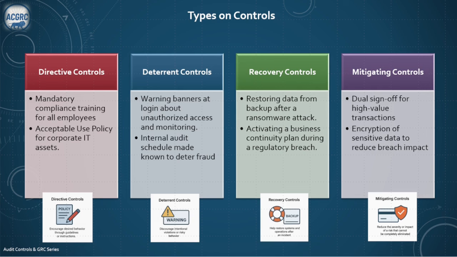Next one is mitigating control. Mitigating control is there to reduce the severity or impact of a risk that cannot be completely eliminated. Example, dual sign-off for high-value transactions, encryption of sensitive data to reduce breach impact. So in summary, we have these 8 generally used controls. So now the question arises, do we use all the 8?